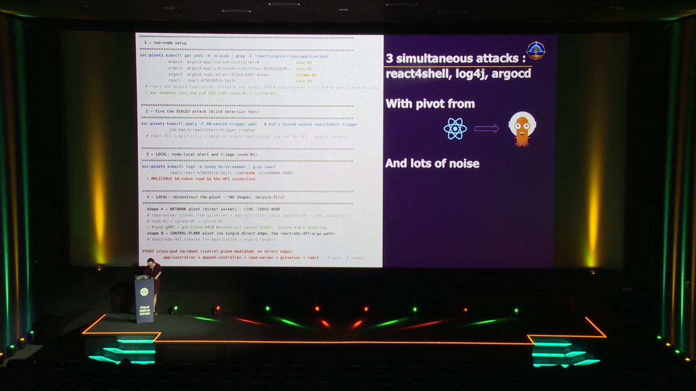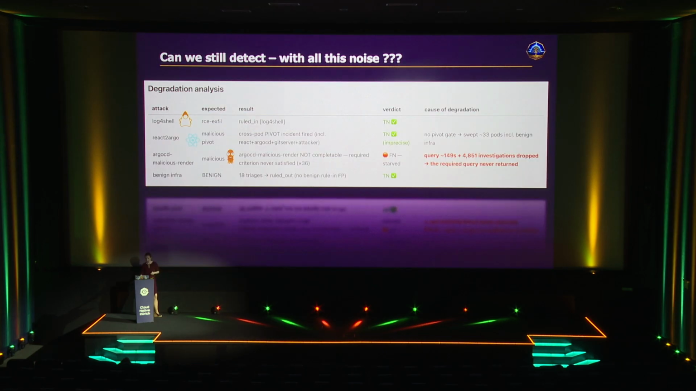And we see that we still have the malicious service account token read. We see the Kubernetes API connection. We see the big alerts. And we can also identify there's something cross-pod, down here at the very bottom: there were edges that were dangling, and we can reconstruct that the 5 pods in Argo were actually talking to each other.